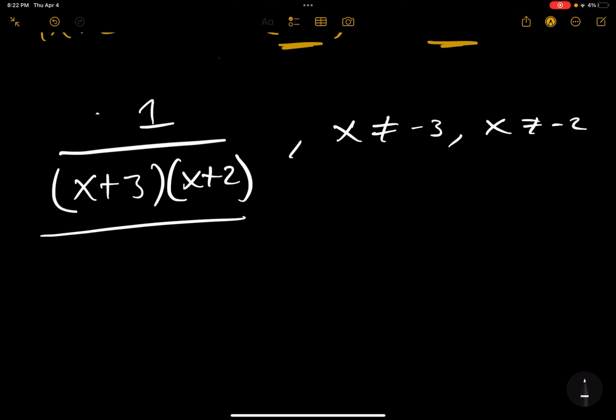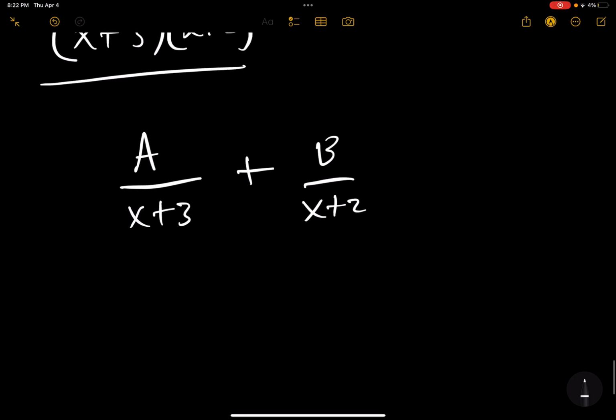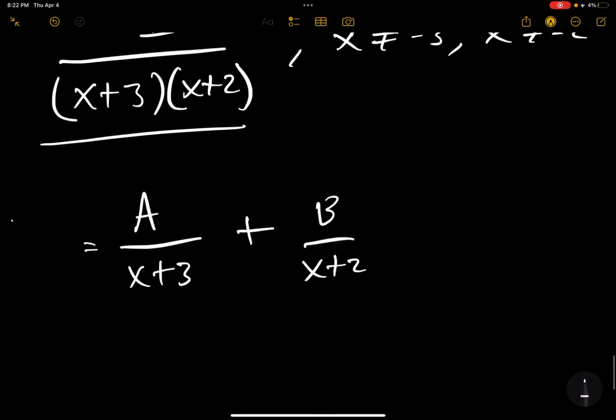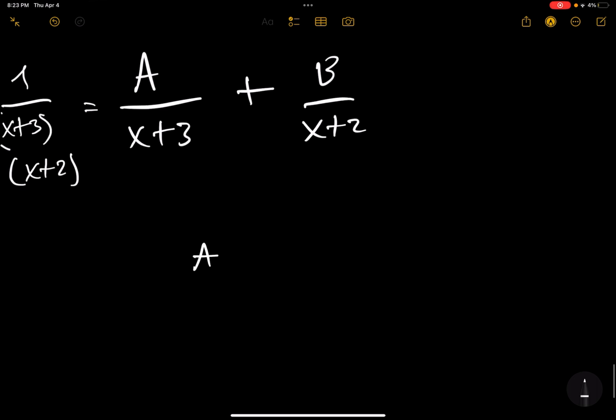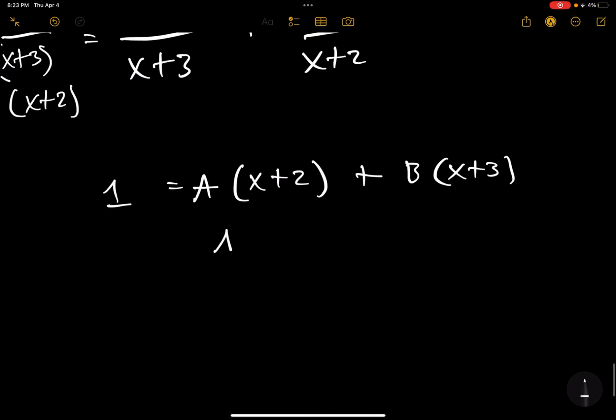When we compare coefficients, we do a times x plus 3 plus b times x plus 2, let's say for the question above, when we multiply that by the original, sorry, I don't have space, but you understand what I'm trying to do here, you will have a times x plus 2 plus b times x plus 3 equals 1. We just have to expand. Because when we expand this, we're going to have bx plus 3b.